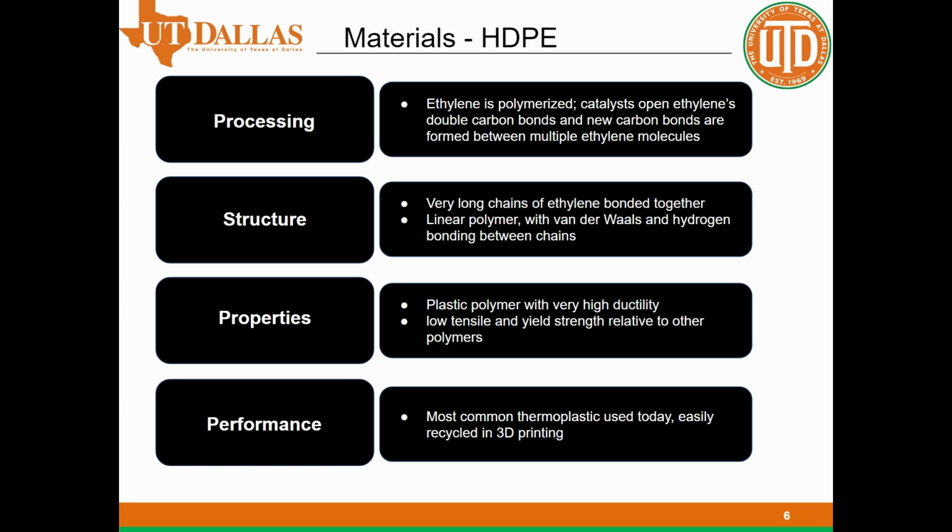Moving on to high density polyethylene, the processing is a simple polymerization, which results in very long chains of bonded ethylene. This results in a plastic polymer with very high ductility, low tensile strength, and low yield strength, and polyethylene is one of the most common thermoplastics used in 3D printing.